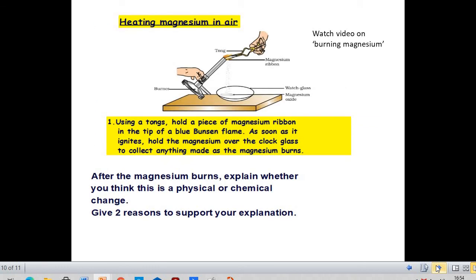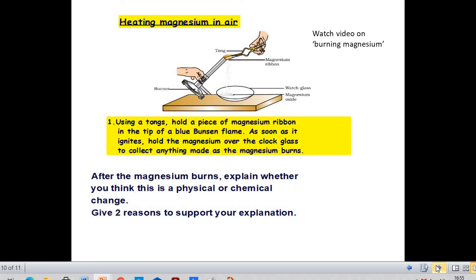Then I want you to go onto this page, heating magnesium in air. Now in the lesson on Moodle for this voiceover, you've also got a video on burning magnesium. So I'd like you to watch that and watch what happens when you burn magnesium. And after the magnesium burns, explain whether you think this is a physical or chemical change. Give 2 reasons to support your explanation.